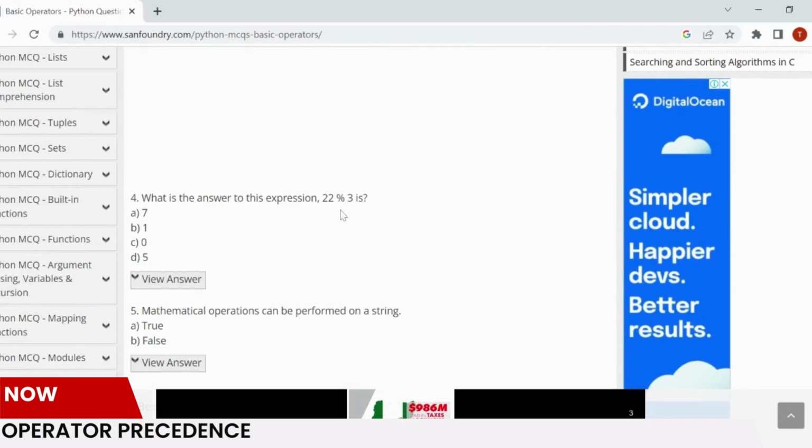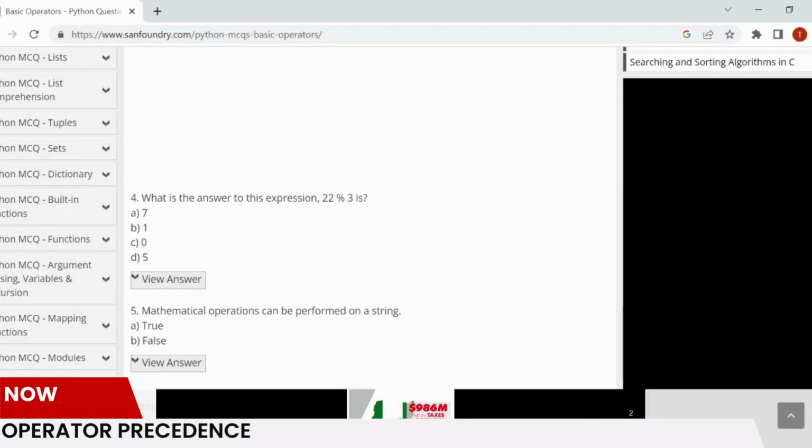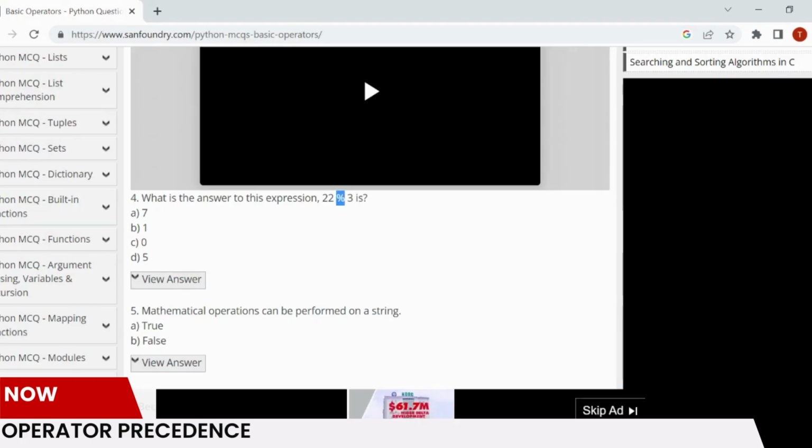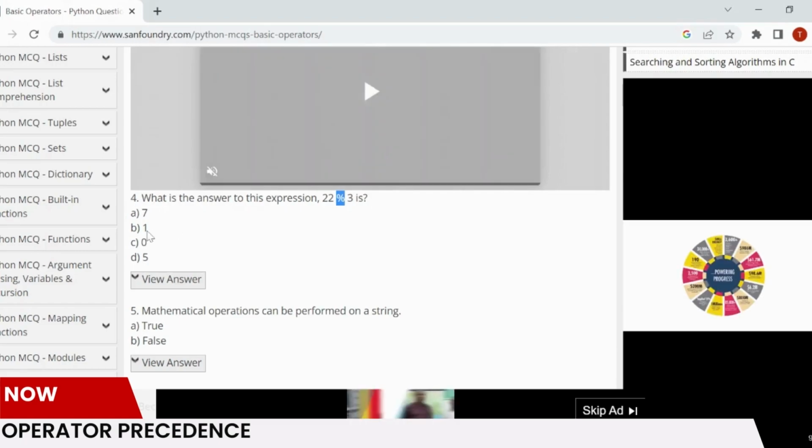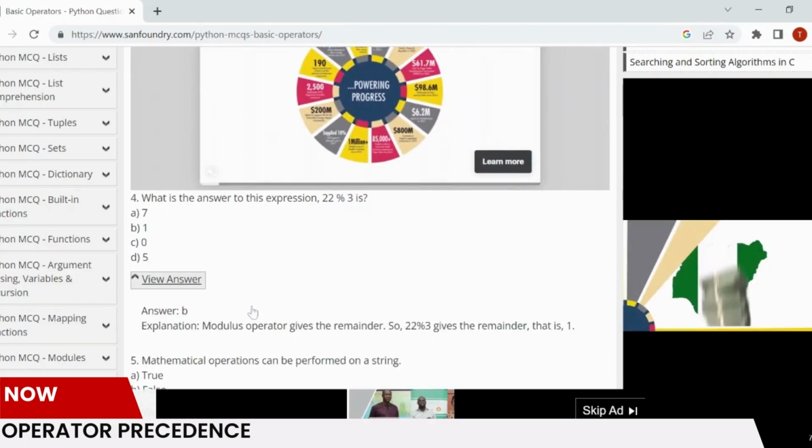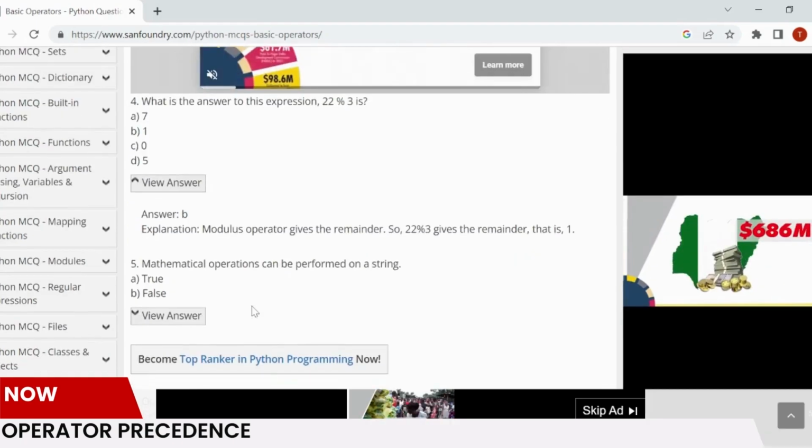What is the answer to this expression? 23 modulo 3. The modulo talks about the remainder of any division done. So that would be 1. B, 1.